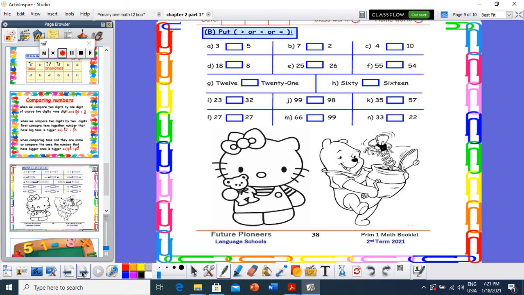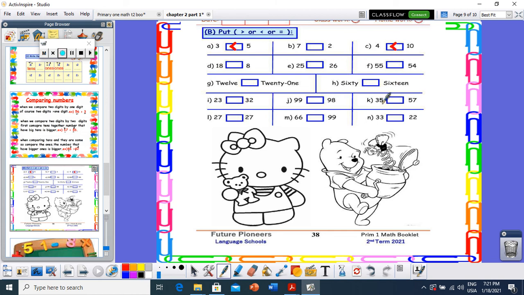Put a greater than, smaller than, or equal sign. 3 or 5? Of course 5 is greater than 3. It's so easy. 4 and 10. 4 consists of 1 digit and 10 consists of 2 digits. So of course 10 is greater than 4.